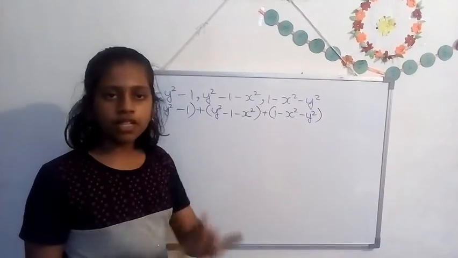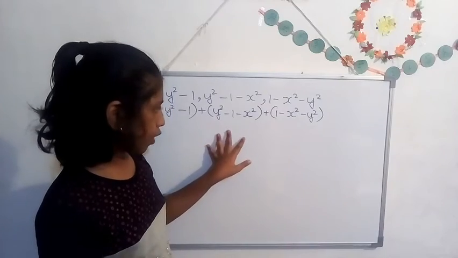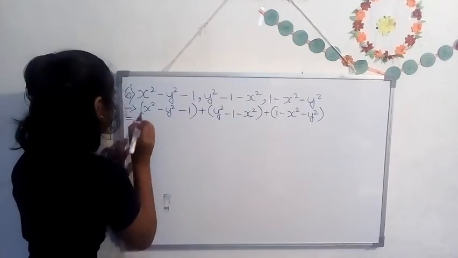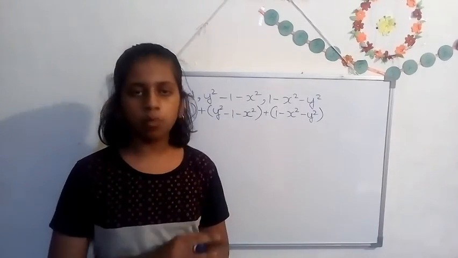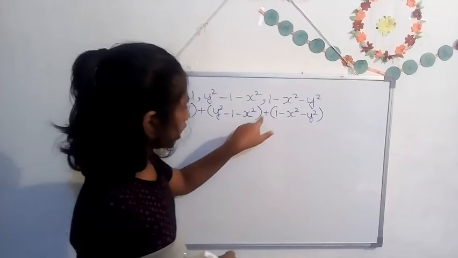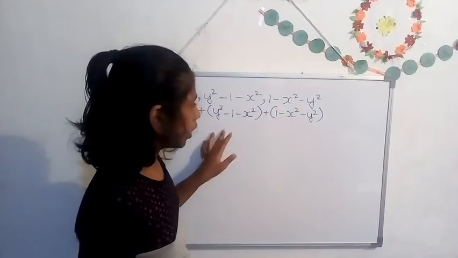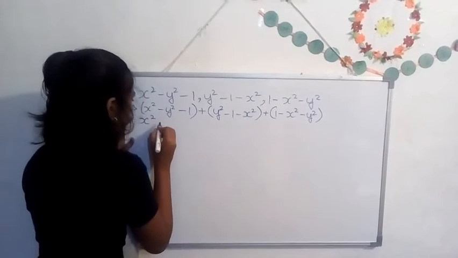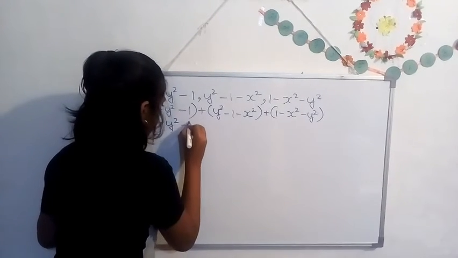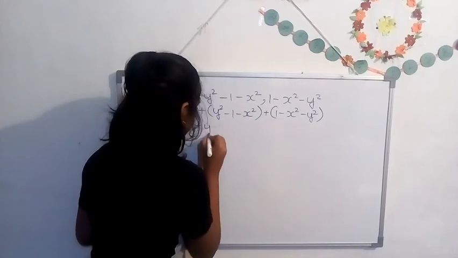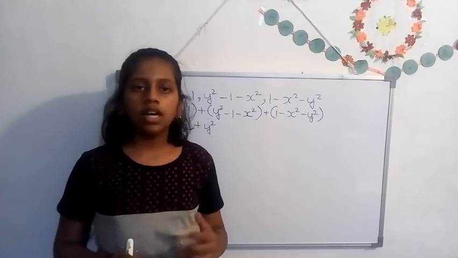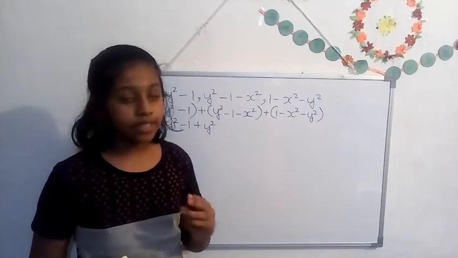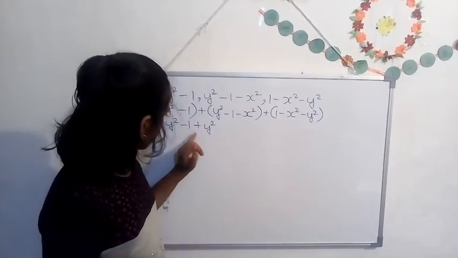So this is the first method to solve this problem: we divide it into parts in brackets. The second method is to write it by removing the commas and brackets. So by removing these brackets and commas, we write all the expressions like x square minus y square minus 1 plus y square. If constants and variables do not have symbols, we call it plus sign, but while doing the sums, we should consider plus only.